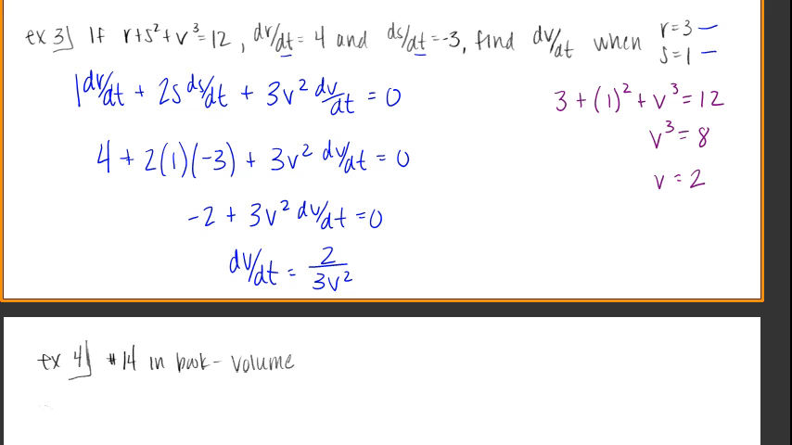Okay, so let's go back to our problem then. Then we know that dv/dt is equal to 2 over 3 times 2 squared. And wrapping it up then, 2 over 12 will give us an overall answer of 1/6.